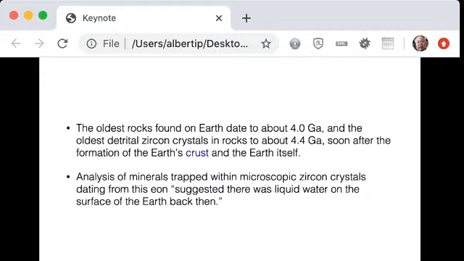We can know about the age of that one by looking at the microscopic crystals inside this rock. At that time, it was suggested that there was actually liquid water on Earth. So very early, we have liquid water.